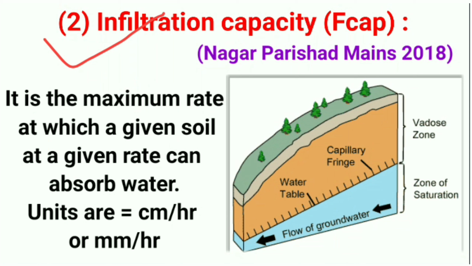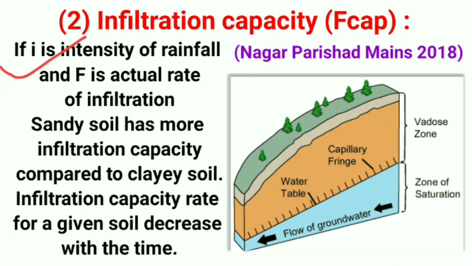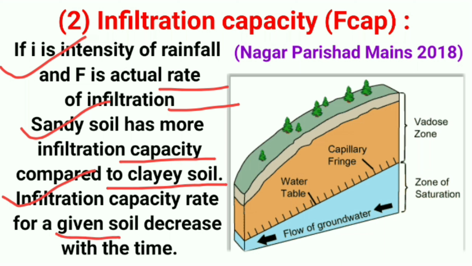Infiltration capacity, short form F cap. f is the actual rate of infiltration. It is the maximum rate at which a given soil at a given time can absorb water. Units are centimeter per hour or mm per hour. If i is the intensity of rainfall and f is the actual rate of infiltration, sandy soil has more infiltration capacity compared to clayey soil. Infiltration capacity for a given soil decreases with time.